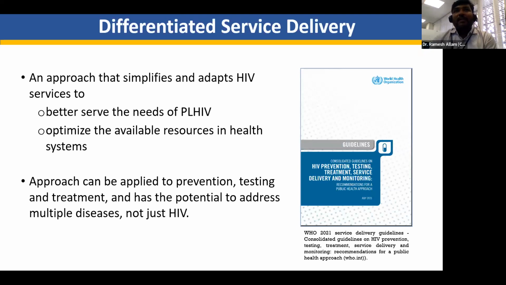So the definition of a differentiated service delivery is, this is basically an approach that simplifies the services to better serve the needs of the PLHIV and optimize the available resources. So this is directly taken from the WHO 2021 service guidelines that you see on the right side of your screen. And this approach is not just applicable to either treatment services or prevention or anything, but any health program or any health initiative, we could actually take it up and put it up as a differentiated service delivery model.